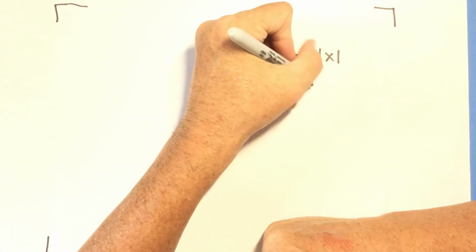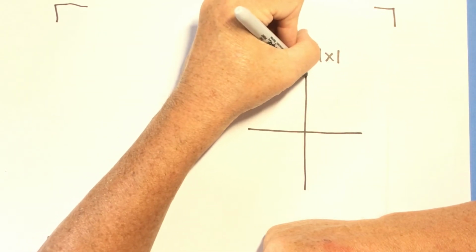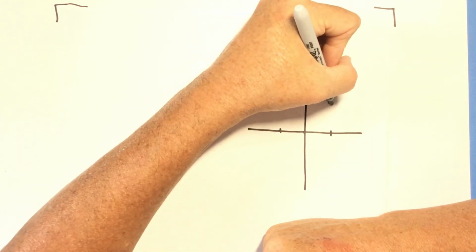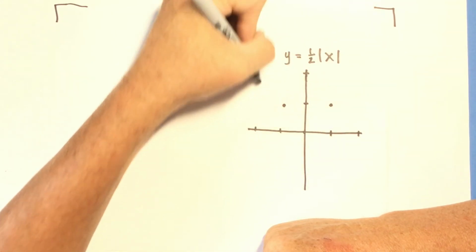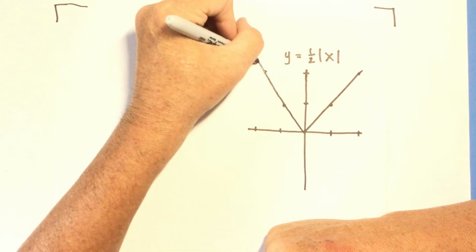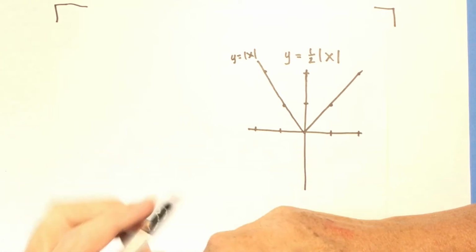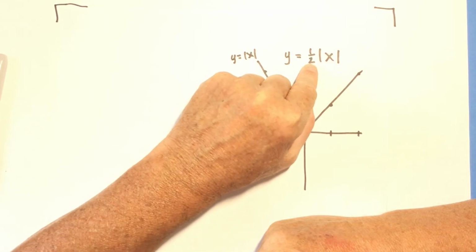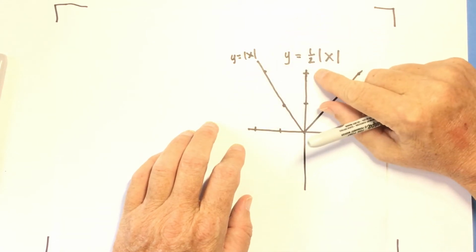Well, let's look at my parent graph again. Now I'm going to make this parent graph a little larger so I can illustrate my point better. So this is my parent graph. This graph, as you recall, is y equals absolute value of x. Now, what happens then to this graph when I put a number that's less than 1? We saw if I put like 2 there, it just causes that graph to grow even faster. Well, you can probably guess what's going to happen now.